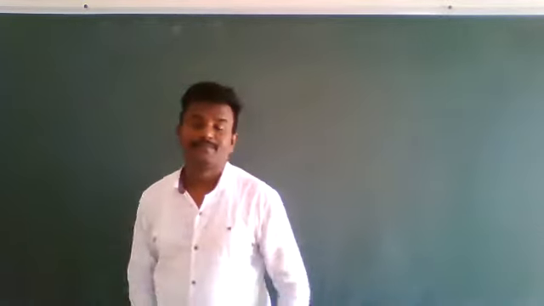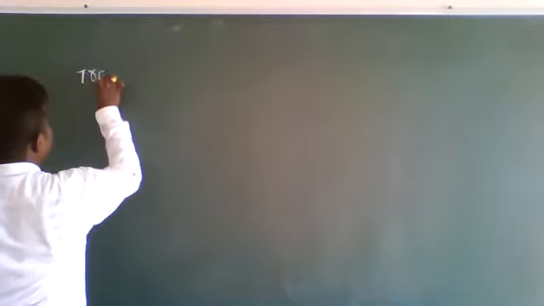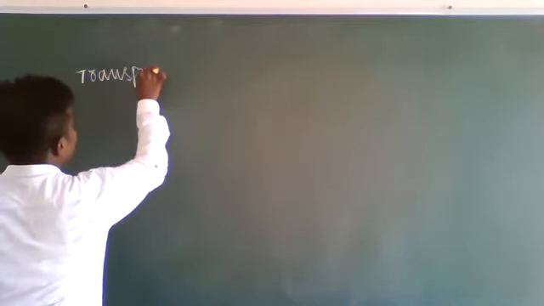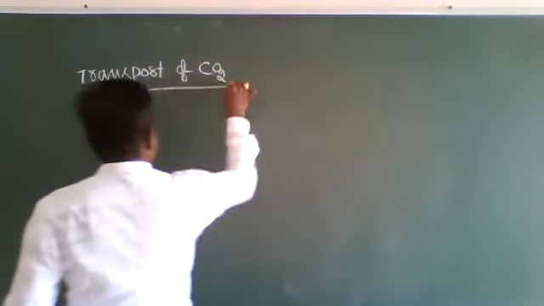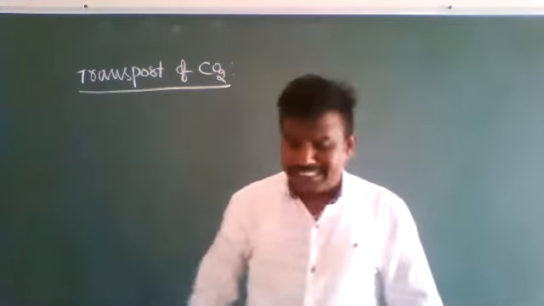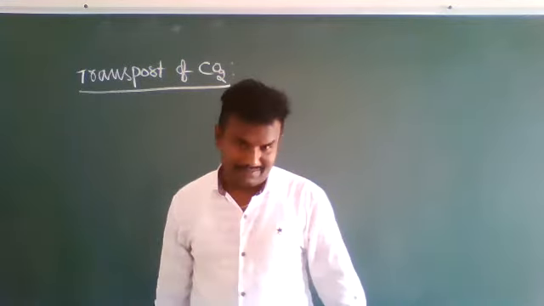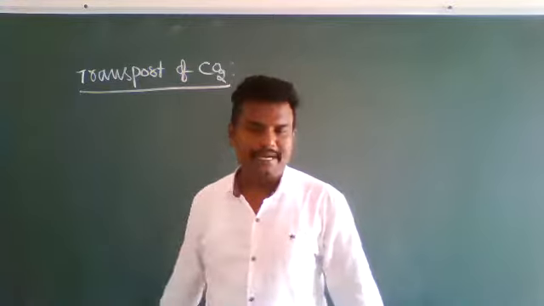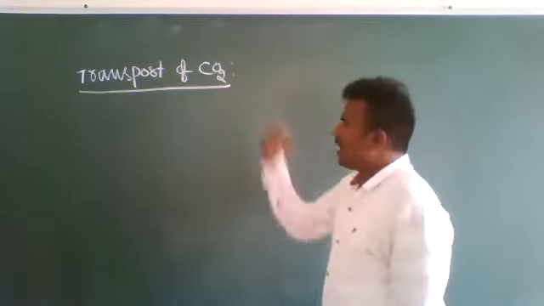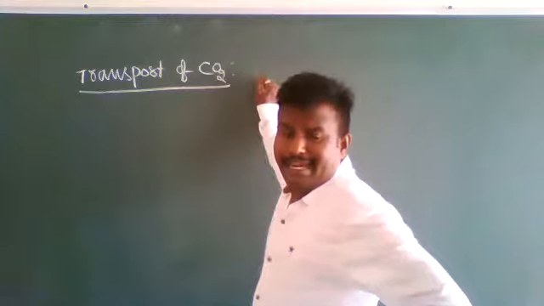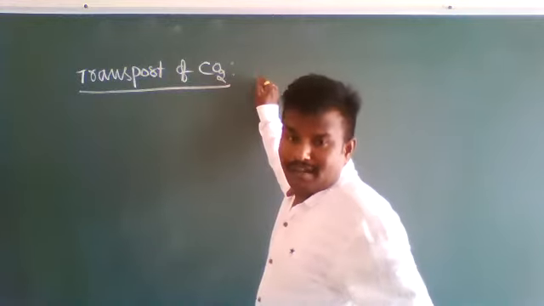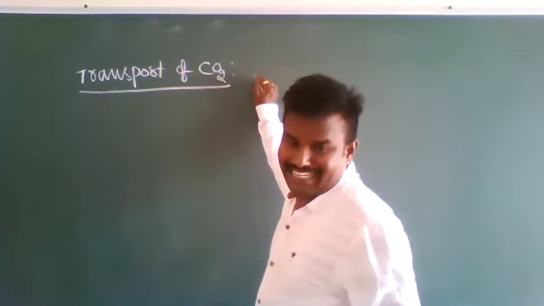Okay, next, transport of carbon dioxide. Yesterday we discussed transport of oxygen through plasma and red blood cells. That is different. Now, transport of carbon dioxide to the alveolar walls, to the alveolar sac.